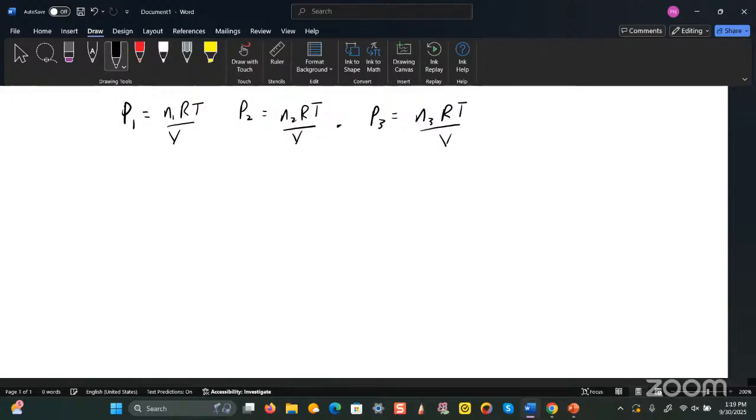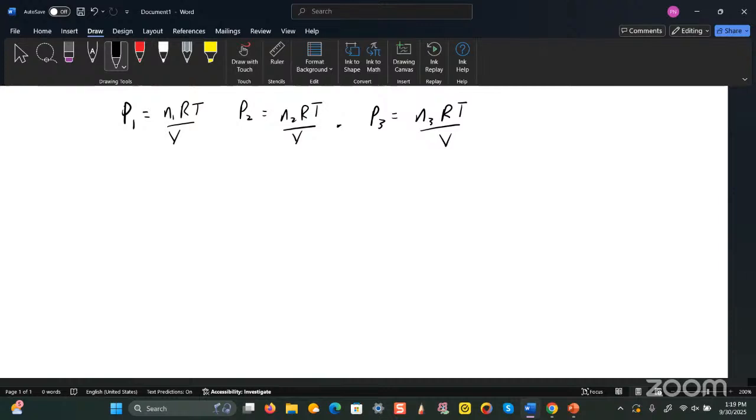So you'll notice that in each of these expressions, on the right side, the only thing that changes would be the N value, right? N1, N2, N3. The temperature will be the same, and the volume will be the same for all the gases. Why? Because they're in the same container, right? So because they're in the same container, the temperature and volume for all the gases will be the same.